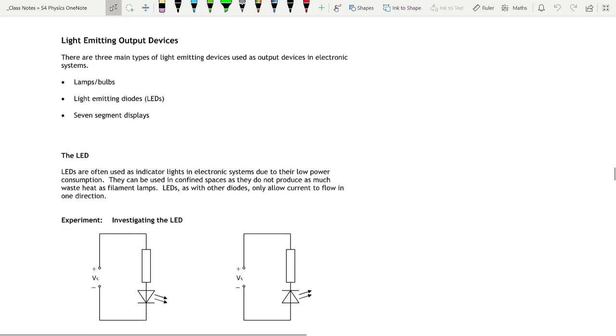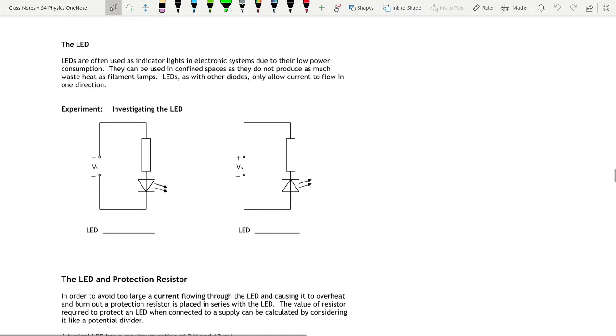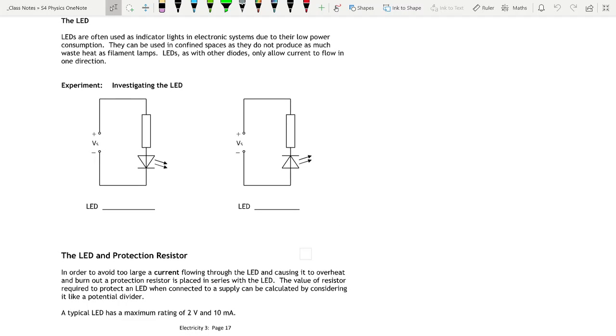So the LED. LEDs are in many ways better than light bulbs because they're more efficient. So we know that the energy change in a light bulb is electrical to light and heat, but in an LED it's just electrical to light. There's very little heat produced, which means that more of the energy can go into useful output energy as light. So they're usually used as indicator lights in electronic systems, so they show that they're on or off. They're very small and they don't produce waste heat. But they only allow current to flow in one direction. And we know that now people are using LEDs in TVs and things like that, so they are becoming more and more used.